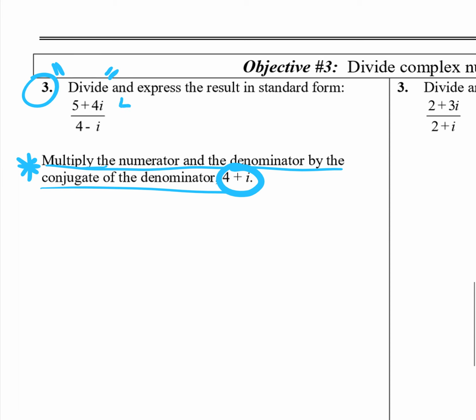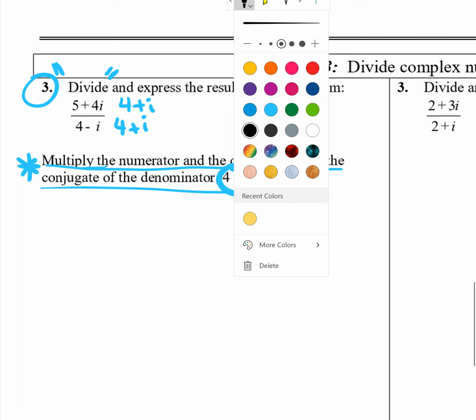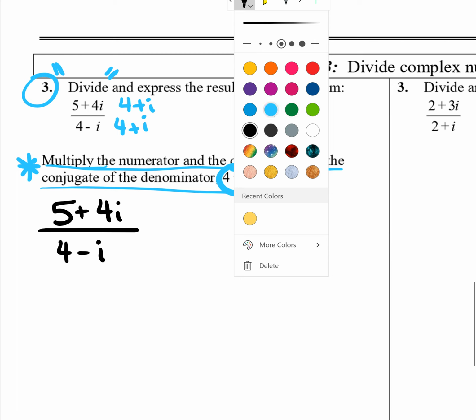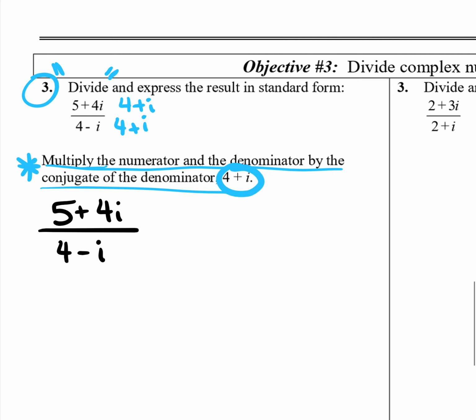So let's see, I'm going to do that. 4 plus i, top and bottom. 4 plus i. All right, you know what? I'm just going to write this a little lower here, just so we have a better view of it. This problem started out 5 plus 4i over 4 minus i. I'm going to take that, and I'm multiplying it by the conjugate of the denominator, which means, like we said, it should have the same terms, 4 and i, but the opposite sign, so a plus. And I think the idea is we want to make the denominator a real number, and we'll see why. It'll make the problem a lot better.